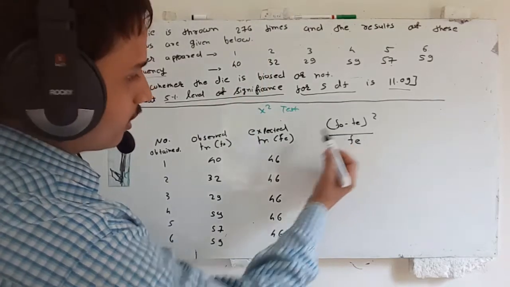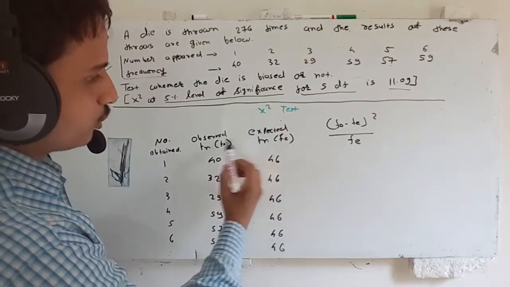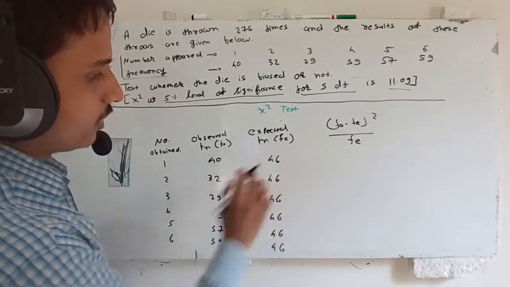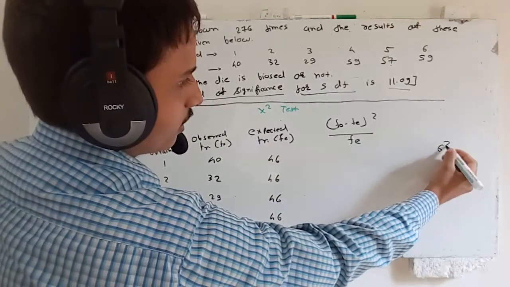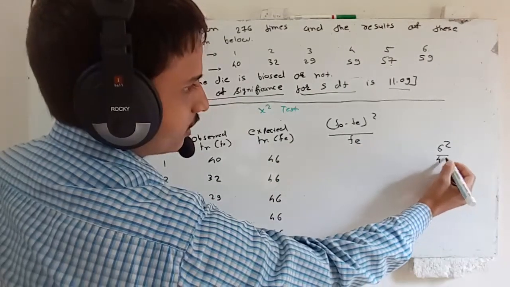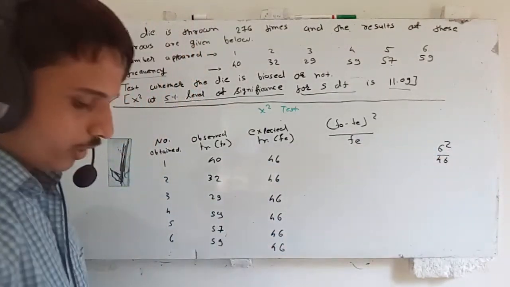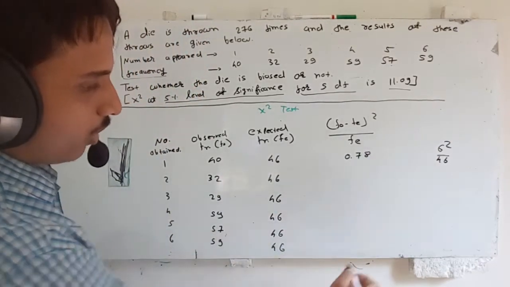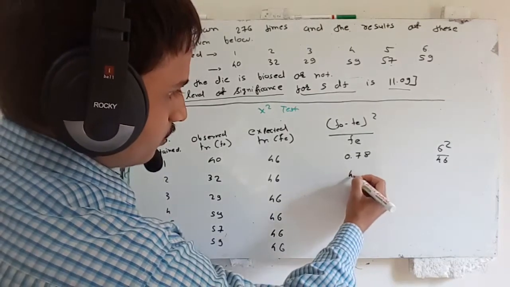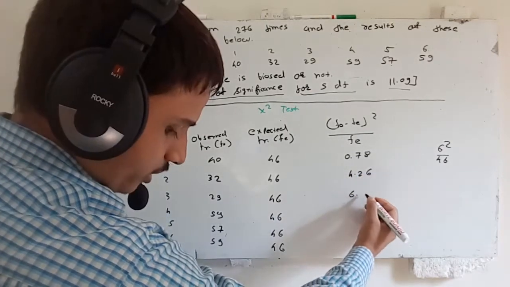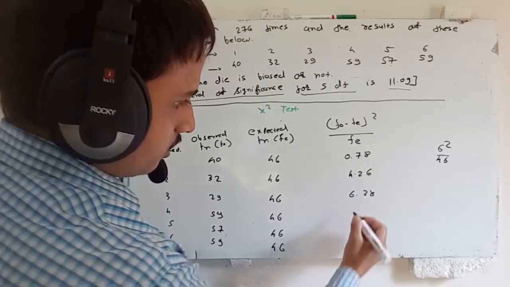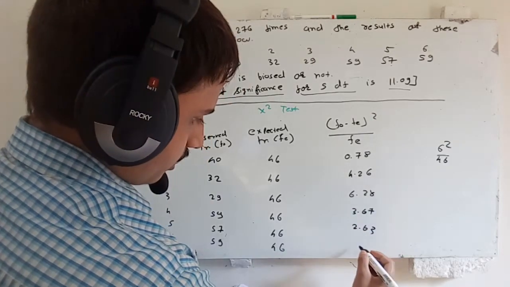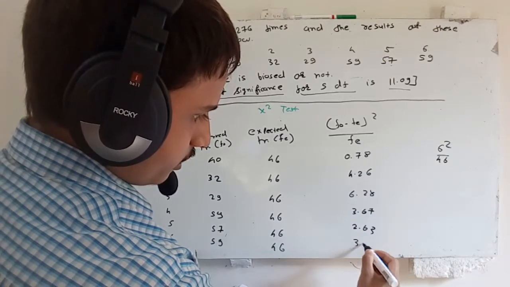Now you have to take the difference of these two numbers, and take the square of this difference. So 40 minus 46 is 6, so 6 squared divided by Fe. Fe is 46. If you divide 36 by 46, you will get 0.78. Now likewise you have to calculate this whole column. So you will get all this data: 3.67, 2.63, and finally 3.67.